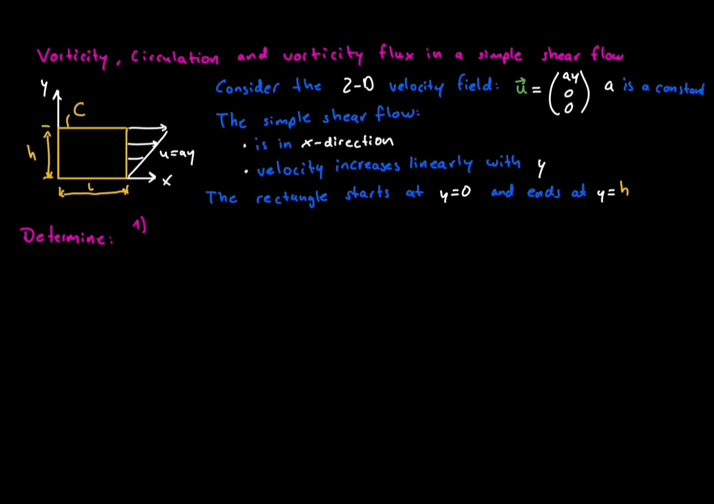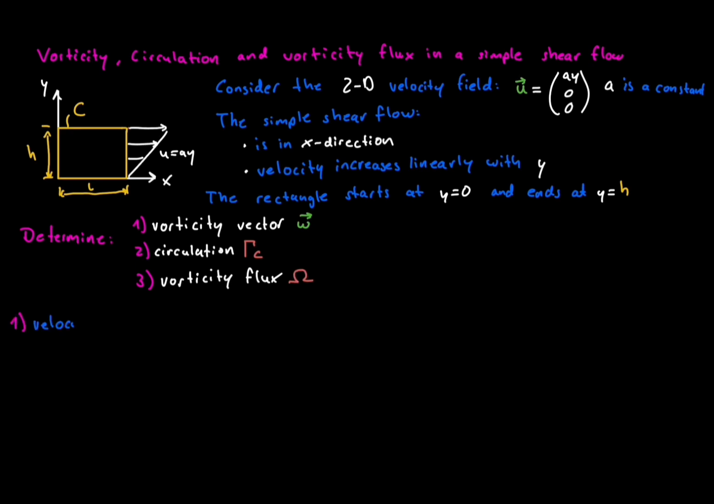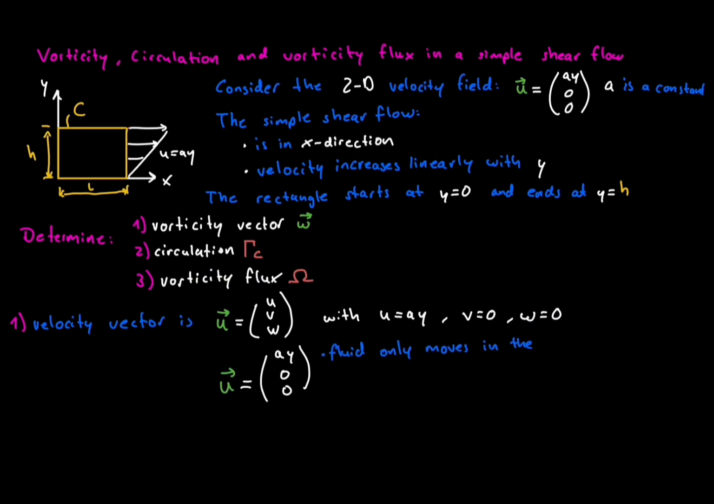Our goal is to compute three things. First, the vorticity. Second, the circulation around the rectangle. And third, the vorticity flux through the area inside the rectangle. We begin with the velocity field. The x component of velocity is equal to a constant times y. The y component is 0, and the z component is 0. So the flow is purely horizontal, but its speed changes with height.